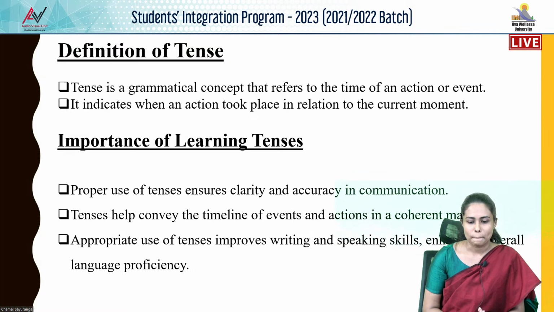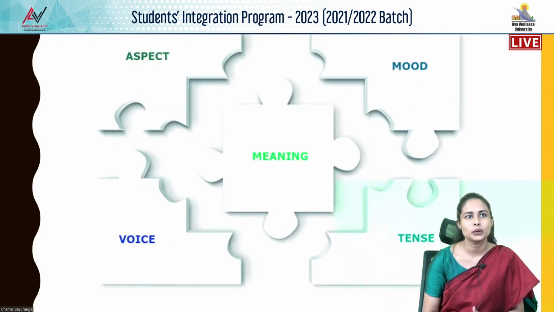So with that, I just move on to my next slide. Okay, hope you can see the slide. In the middle, the word is meaning, and around the meaning there are four aspects: aspect, mood, voice and tense. When we want to give some idea or something that we want to say or write, the meaning is created through the combination of these four things when it comes to grammar or language.